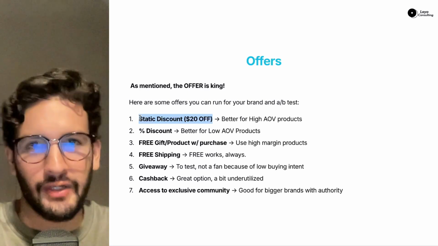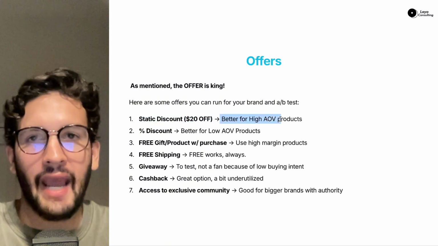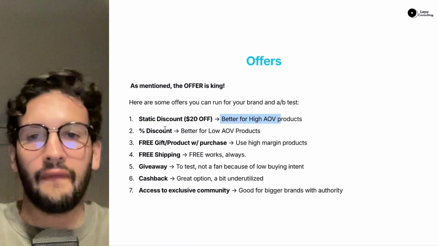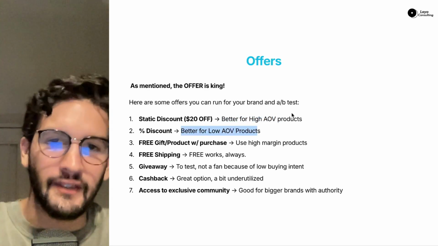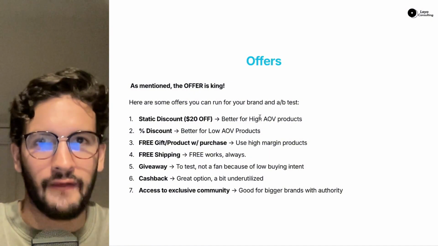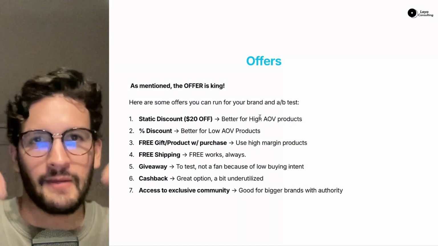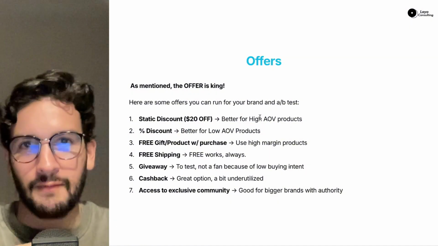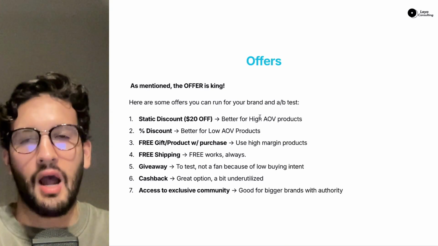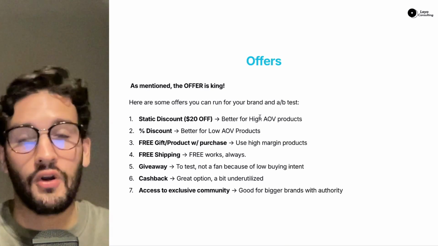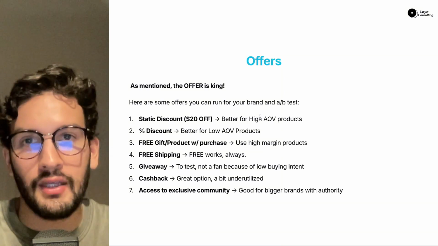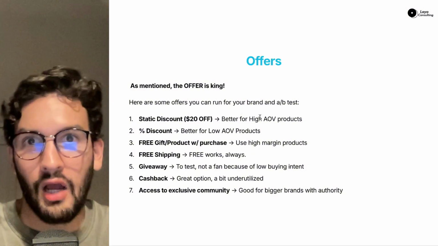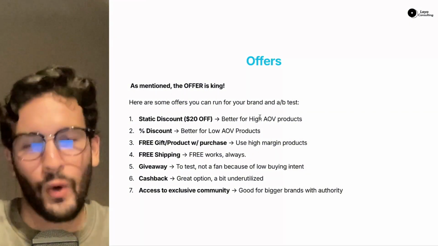So for example, $20 off, and this is better for high AOV products. Next, we've got percentage discount, and this is better for low AOV products. The reason why these two are better for different types of AOV is because if your product is expensive, then let's say your product costs $8,000. 5% off $8,000 is $400 off, right? So instead of saying $5 off, you could say $50 off, which sounds way better.